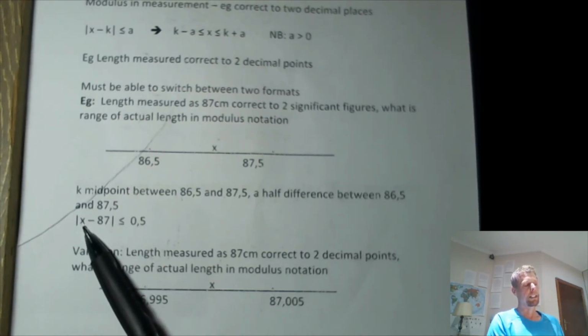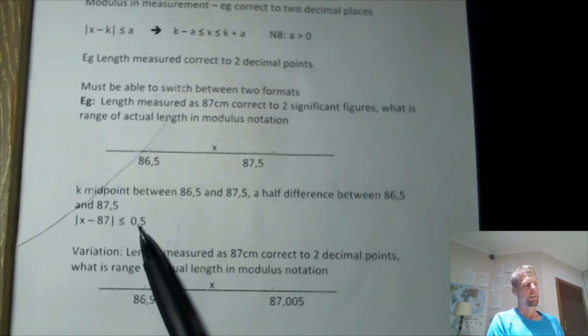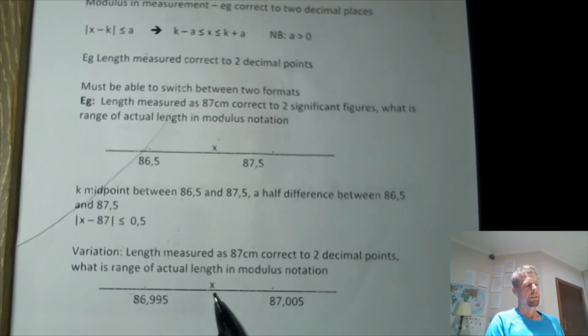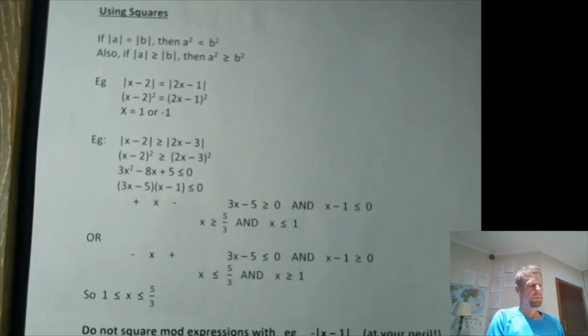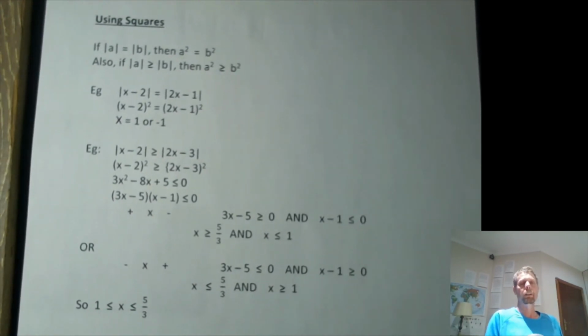So you'll write it as modulus of x minus k, which is your midpoint, your 87, is smaller than or equal to the distance from the midpoint to one of the extremities, which is 0,005. So it's quite easy to find these values, but one needs to have an understanding of where the a value comes from, which is halfway to either one of the extremities, and the k value, which is the midpoint.